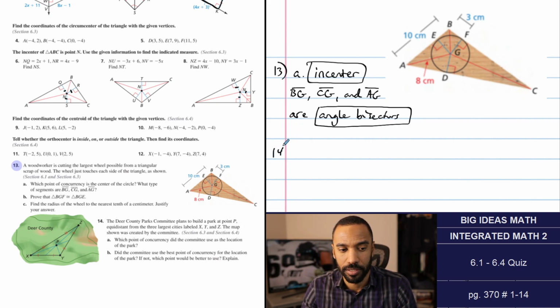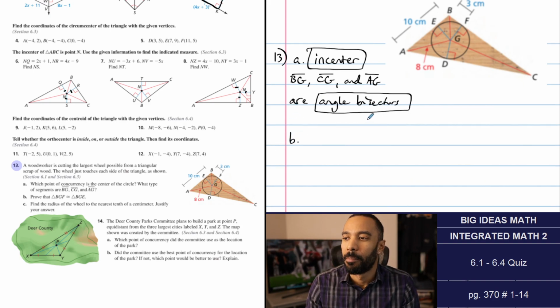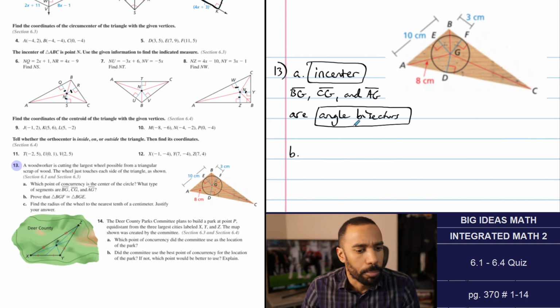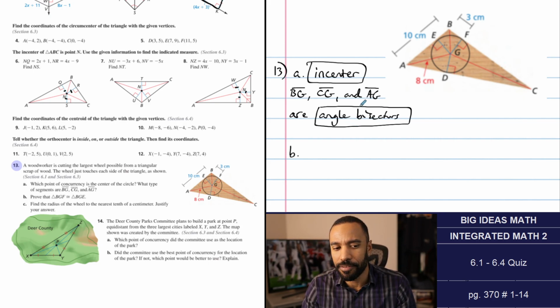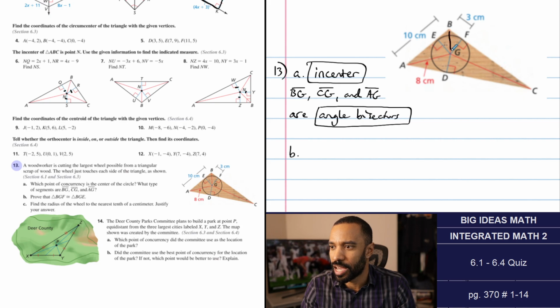All right, number 14. Excuse me, number 14, part B. Prove that triangle BGF is congruent to triangle BGE. BGF is this guy, and BGE is this guy here. Okay, so keep in mind, you do have right angles. I'm just going to kind of thicken what we have. We have a shared side, which we'll talk about, and we know that these guys are congruent.